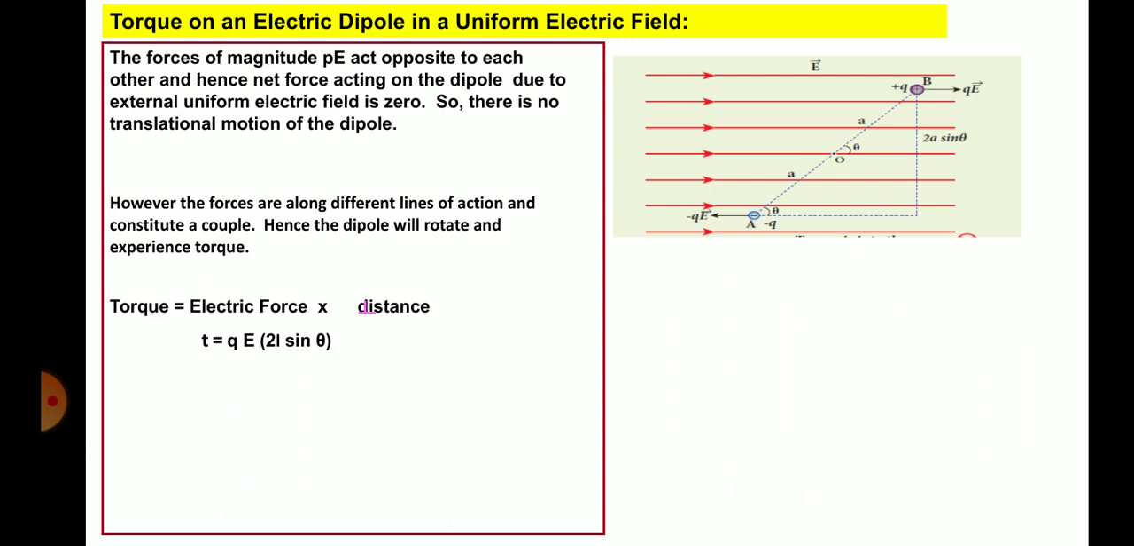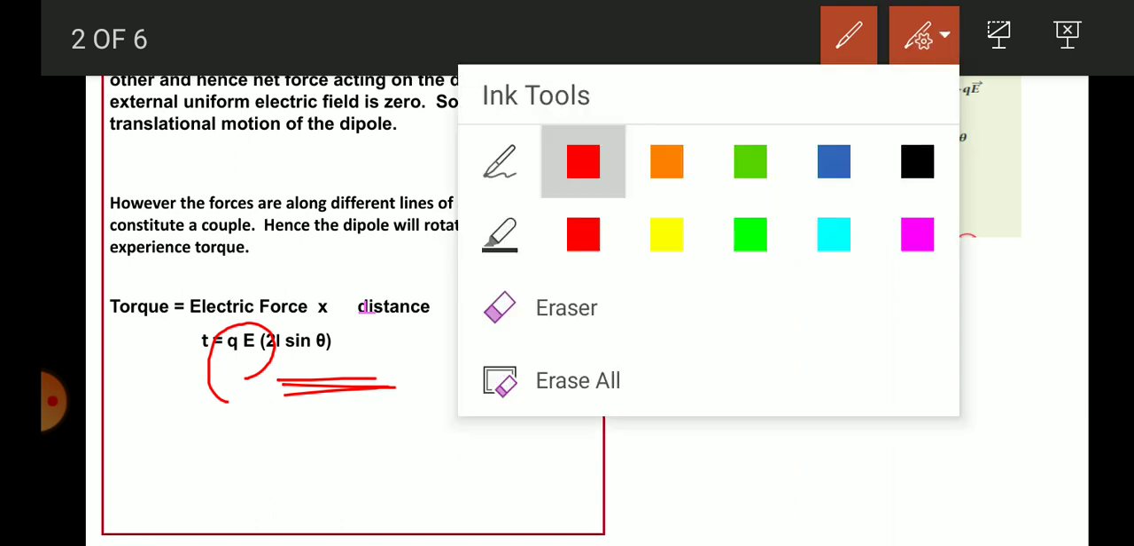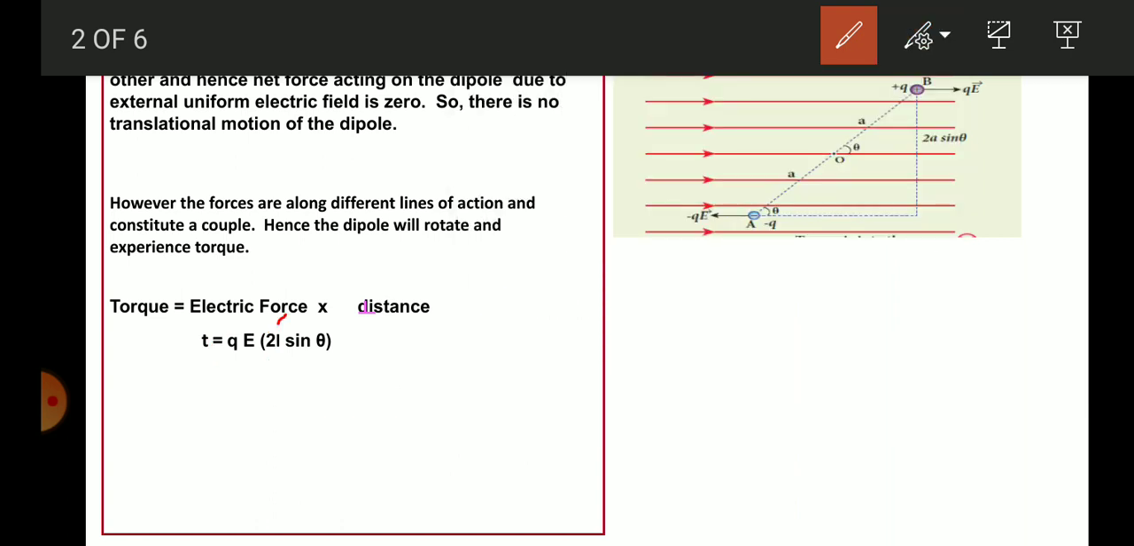What is the formula for force I studied? Let me take the plus Q charge force, that is QE, and 2L sin theta is the perpendicular distance. See that here they used L notation, but here A is there. I told you any notation can be used. So here also, if you want, you can put A, or change this A to L. Okay.